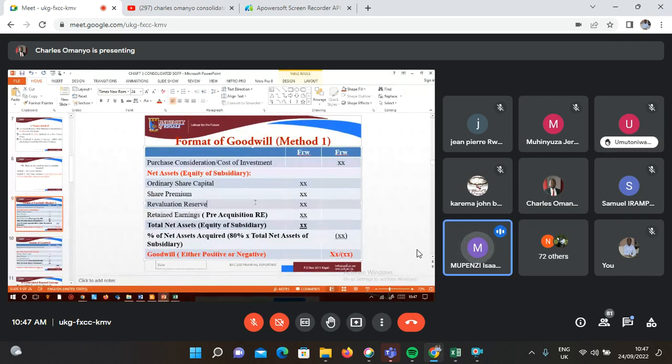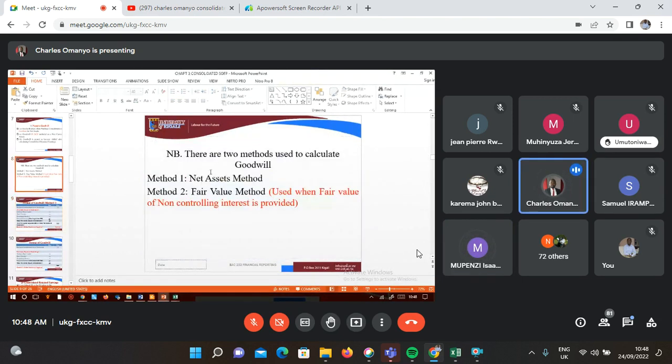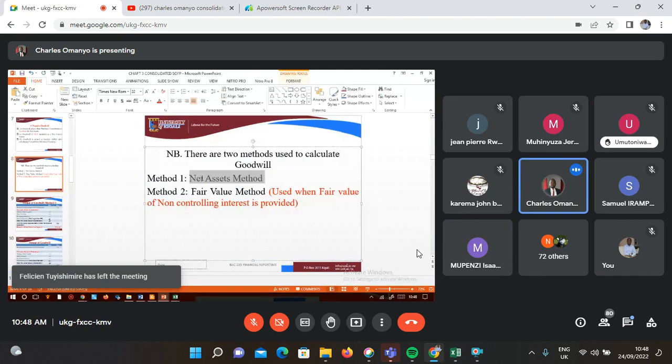This is the format we are talking of. There are two ways of calculating goodwill. The first way is called the net assets method. I've called it method one. It is not officially called method one; I'm the one who has called it that. The second method of calculating goodwill is called the fair value method. I have called it method two, but it is not officially called method two.